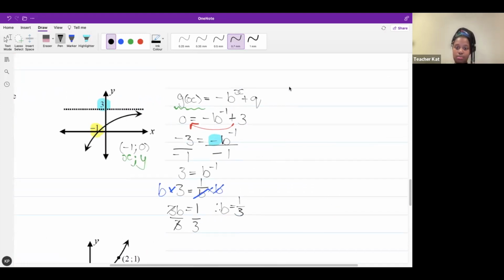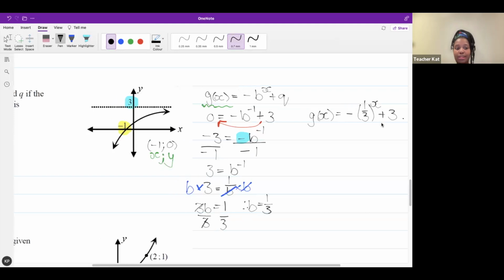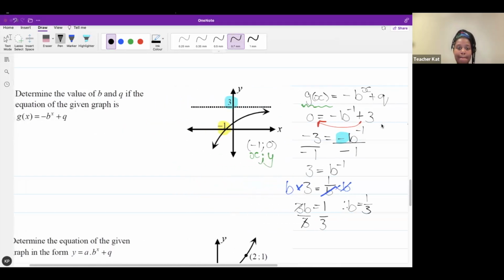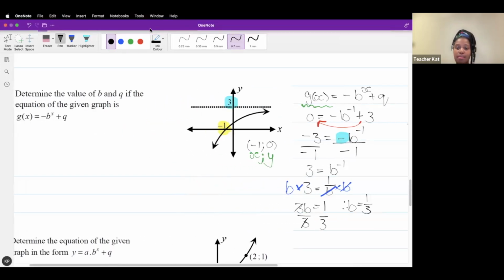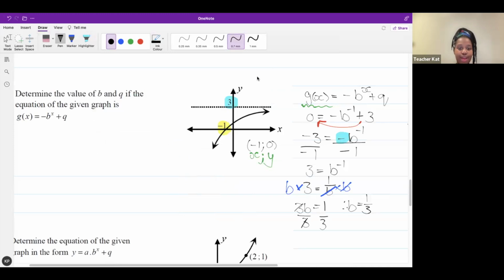So then, what is my equation? My equation will be g of x is equal to negative (1/3) to the power of x plus 3. Nice. Nice, guys. So we've gotten into the habit of just looking at what we have and substituting it right in.